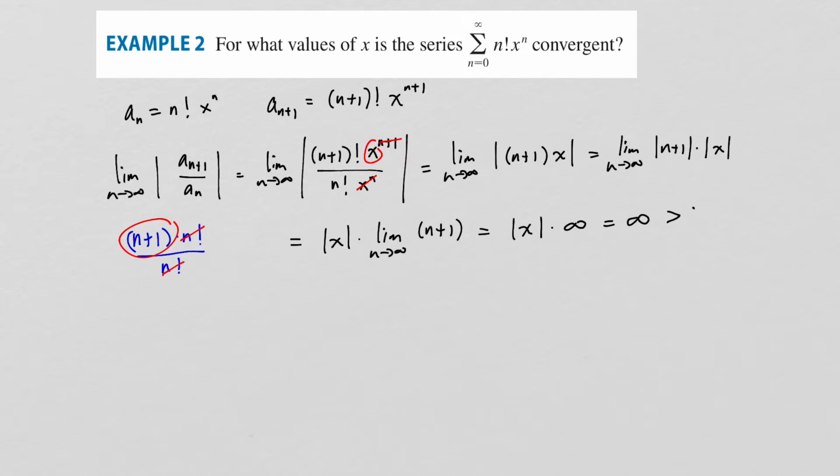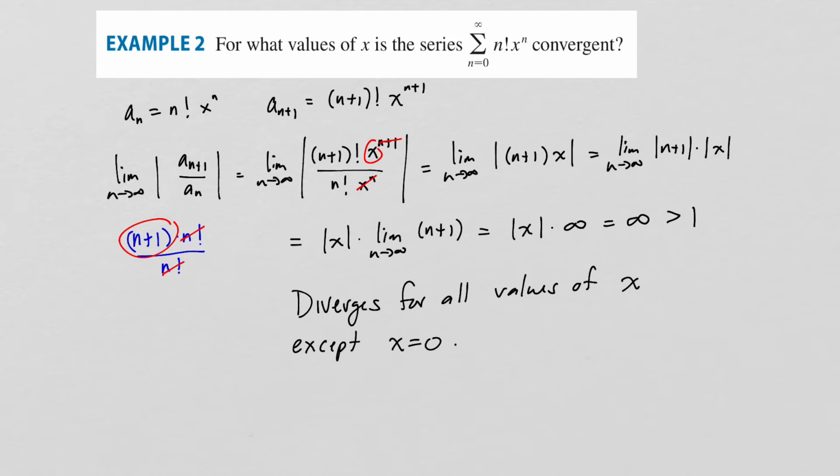And infinity is always greater than 1. So what this means is that this series diverges for all values of x except x equals 0. Okay, now I'll explain this here, but basically it diverges except for at one value, and that one value is the center of the power series.